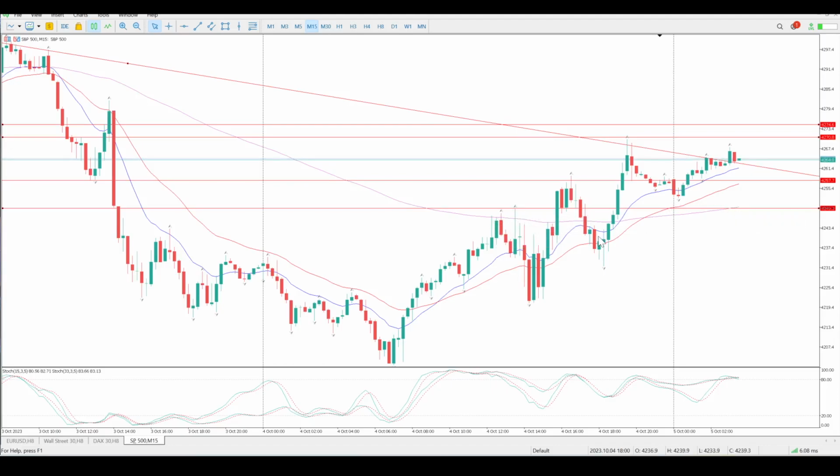So remember, what I look for in a confirmation for a trend reversal is a pattern, and here's the pattern.